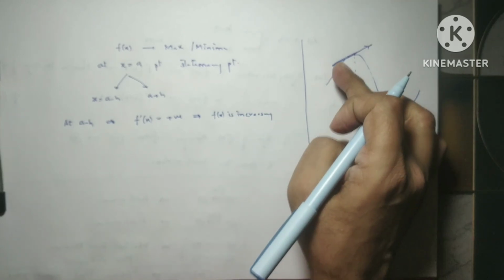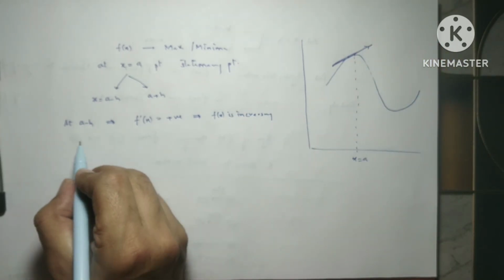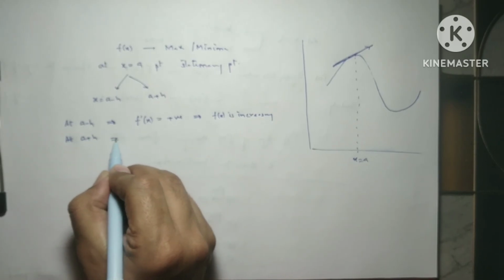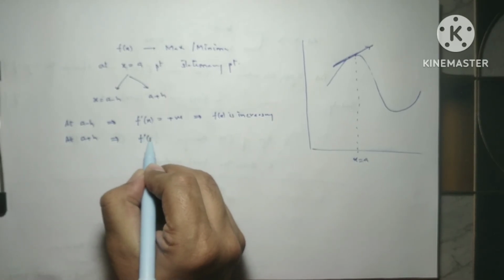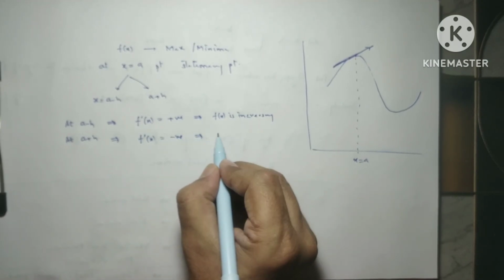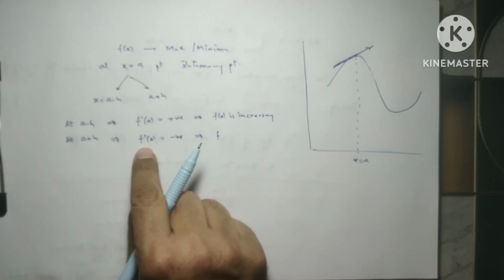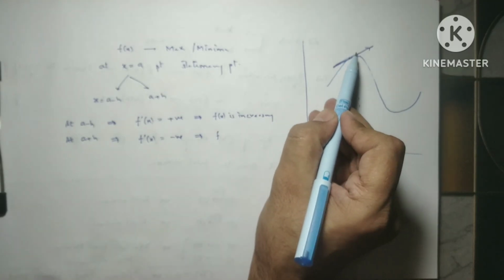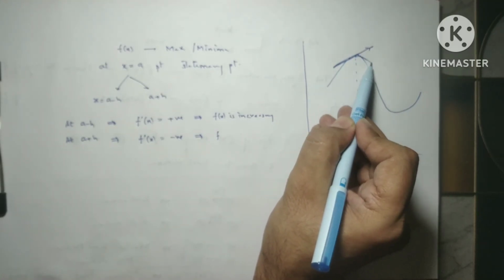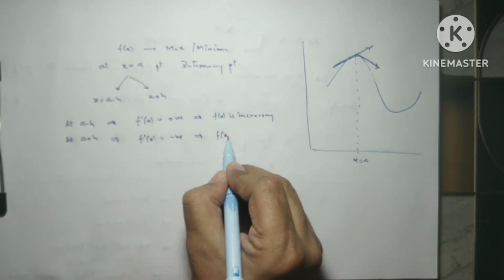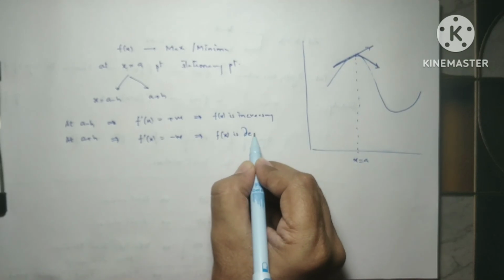Means the curve goes up. And at a plus h, if f dash x is negative, that means dy over dx, the slope, is negative, so it is downward. On this point, if we consider a tangent, it goes down, so the function is decreasing, downward.